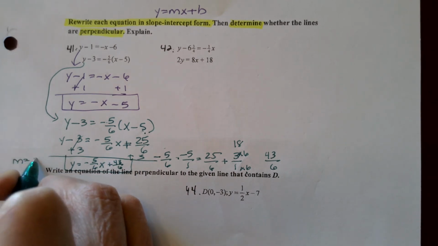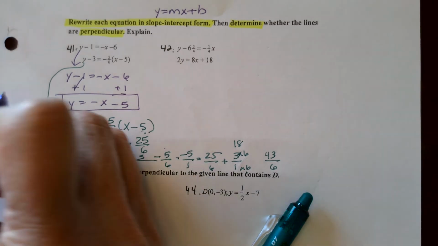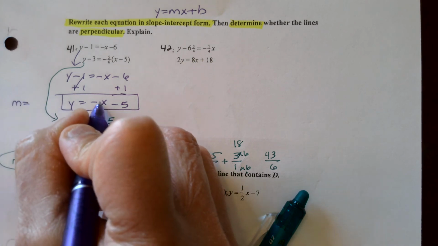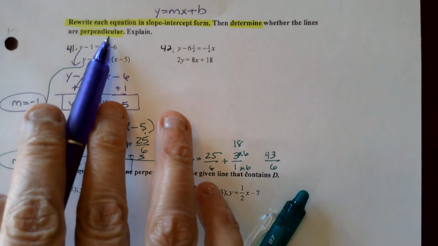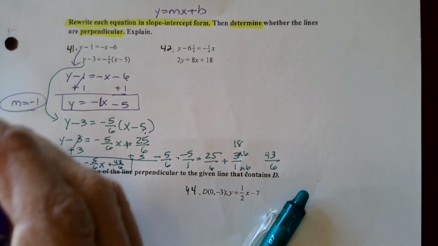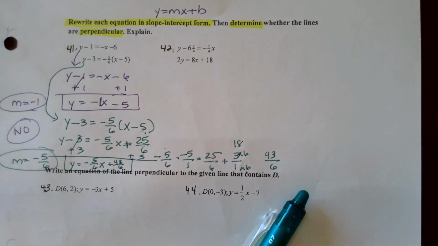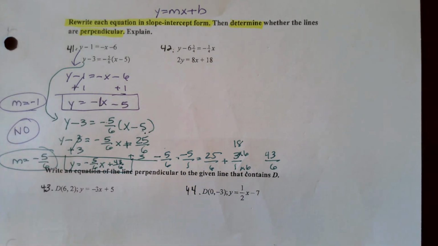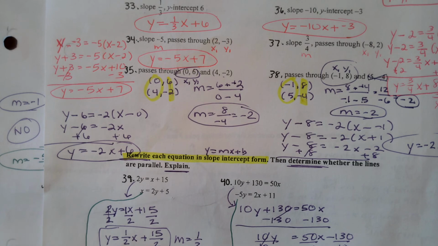Slope is negative 5/6. Slope is negative 1. Are they perpendicular? No. And then to explain, I guess I missed on that last one. Believe it or not, I did miss something. Explain.